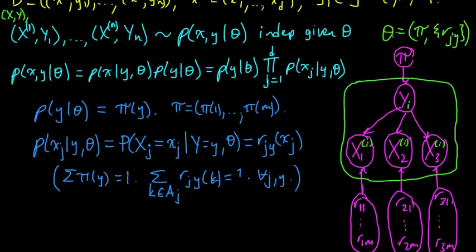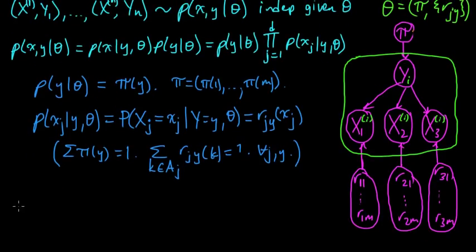Remember our parameters here, our parameter vector was all these distributions. So we had pi for the y's, and then we had all these rjy's for each value of j and y, each dimension j, or each feature j, and each possible value of y. So we need to put priors on all those, and let's do that.